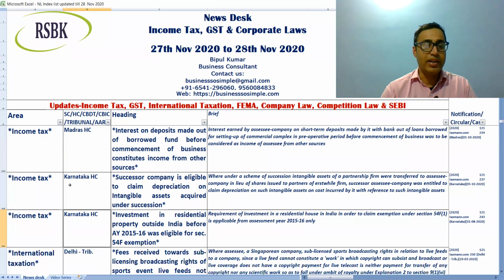Next case, Karnataka High Court. Successor company is eligible to claim depreciation on intangible assets acquired under succession. In this case, where under the scheme of succession, intangible assets of a partnership firm were transferred to the assessee company in lieu of the shares issued to partners of the erstwhile firm, the successor assessee company was entitled to claim depreciation on such intangible assets on the cost incurred by it with reference to such intangible assets.